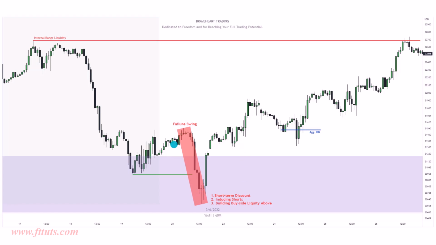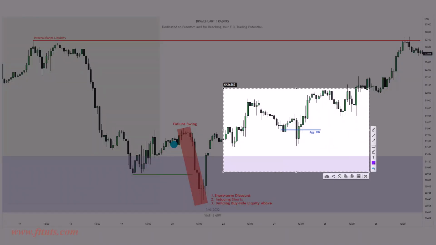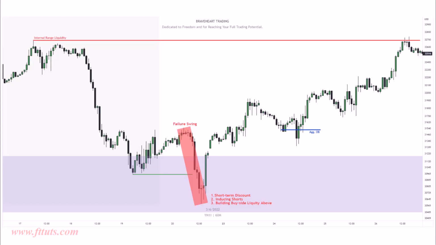We can also use this as a fade swing. What did this move do? Traded back into discount market, inducing more shorts in the market, building buy side liquidity above here, right? So we could also project this high and this low for measured swing targets. All right, but we're going to specifically focus on this one now.